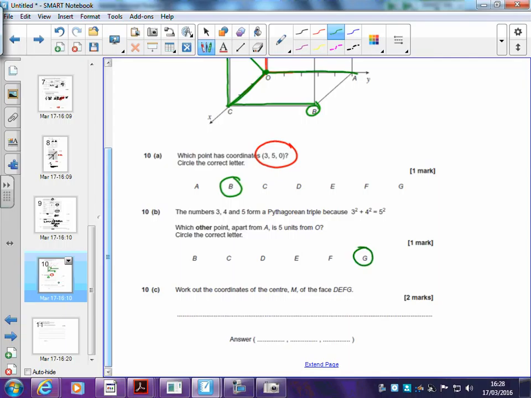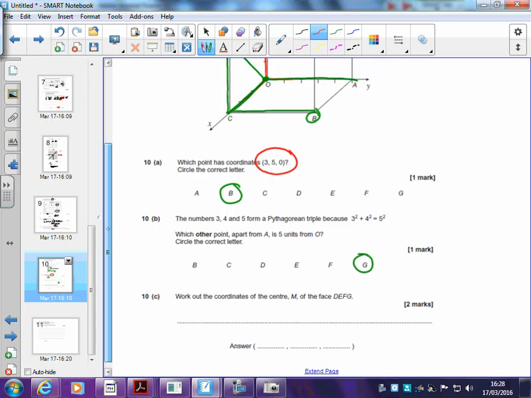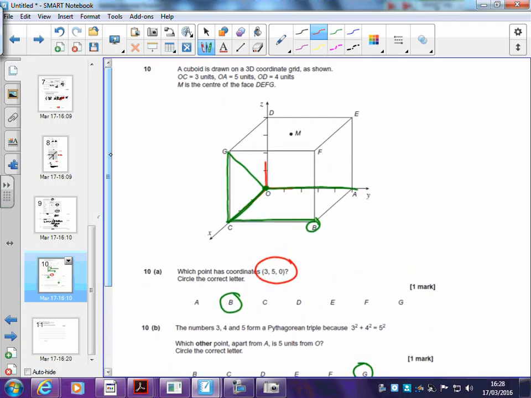Okay, and then part C, we want to work out the coordinates of the centre M of the face D, E, F, G. So M is this point here, and it's the centre of the face D, E, F, and G. Okay, so we're going to start from 0, and we're going to come out first. If we come out 3 units, that takes us all the way to the front. We don't want to go 3 units out, we want to go halfway. So we want to go 1.5 units out along the x-axis.